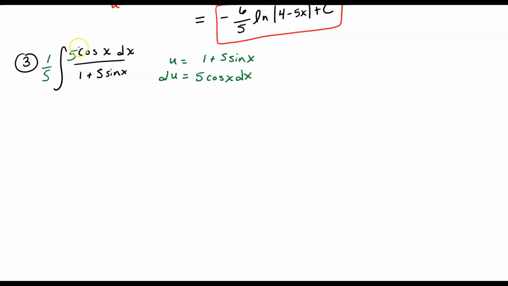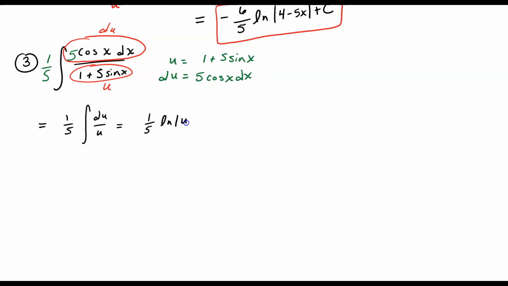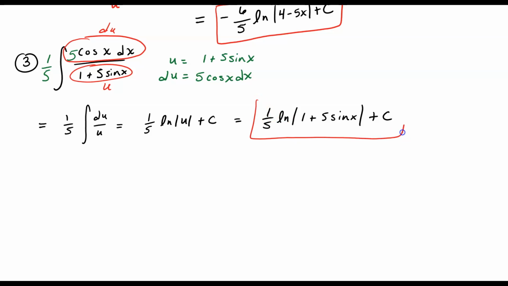All right, so now I'm ready to write that this right here is my du, and this right here is my u, and so I get a very simple integral. And that is to say that I have 1/5 the integral of du over u, which again fits that form perfectly, and it's 1/5 of the natural log of u plus c, and I back substitute once more. 1/5 the natural log of 1 plus 5 sine x, and then plus the constant of integration c. So nothing to it there.